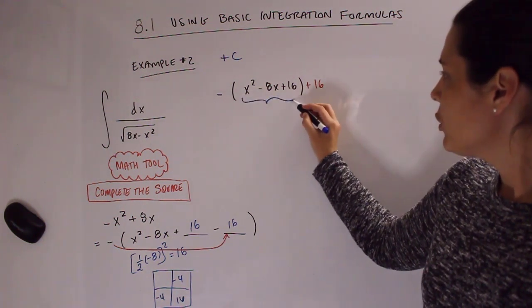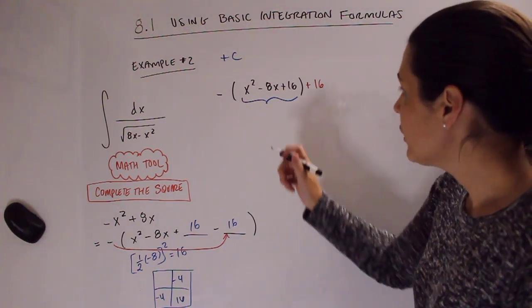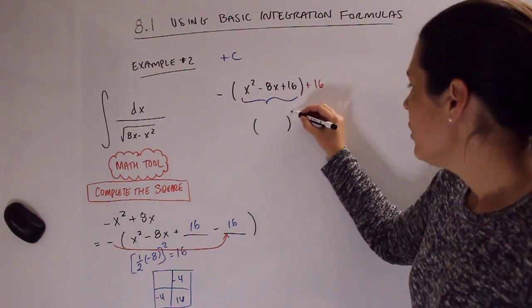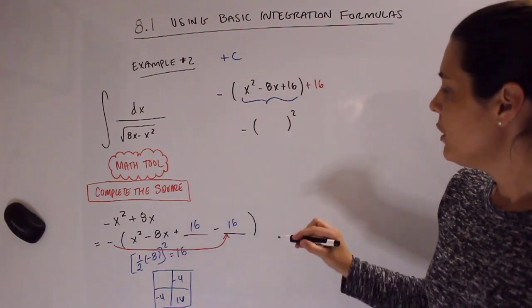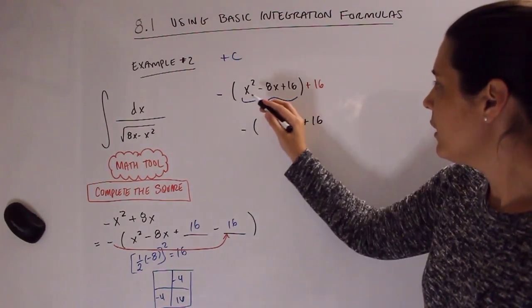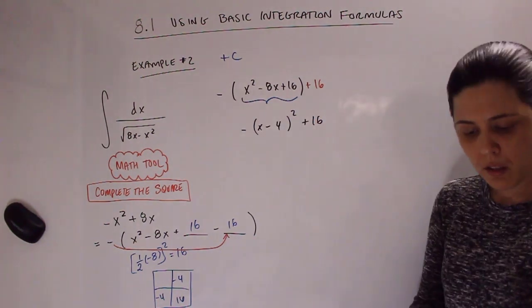Why we complete the square is because of what we get. This is a perfect square trinomial, and what that means is it factors as something squared. So this is a perfect square when it factors. The negative still out front, the plus 16 still in the back. This factors very nicely as x minus 4 quantity squared.